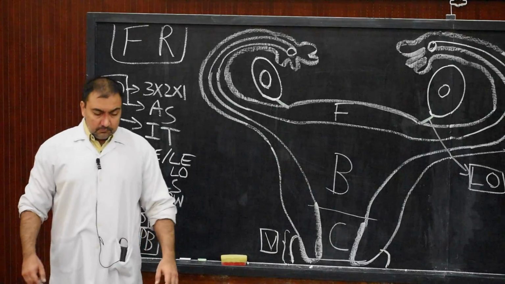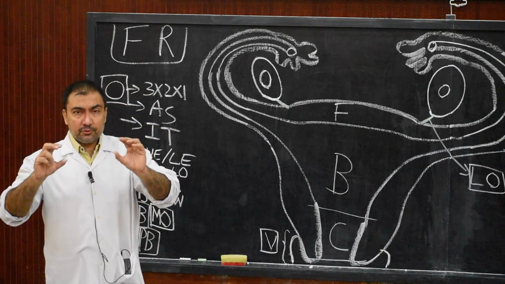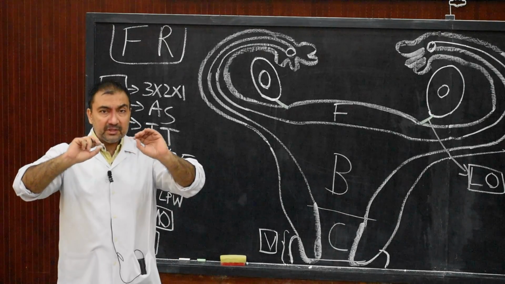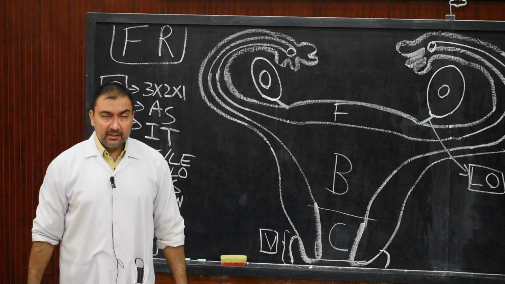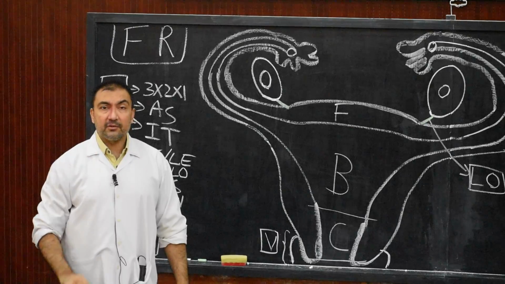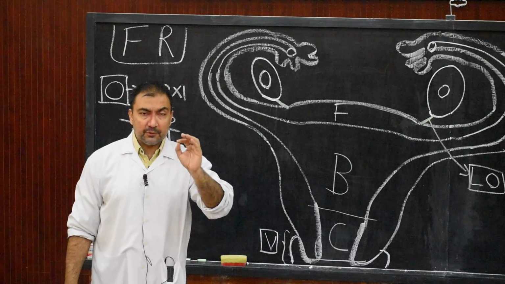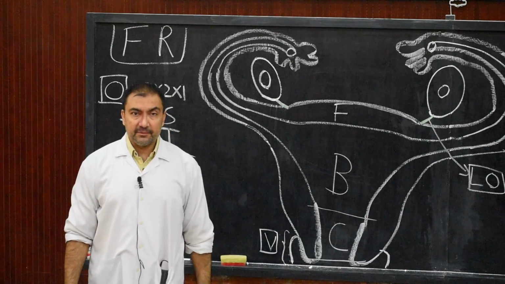Now, these ovaries, as I told you, are intraperitoneal structures. So whenever the oocyte is released during ovulation, this oocyte is released in the peritoneal cavity. Please note down this important sentence: the oocyte is released from the ovary into the peritoneal cavity.